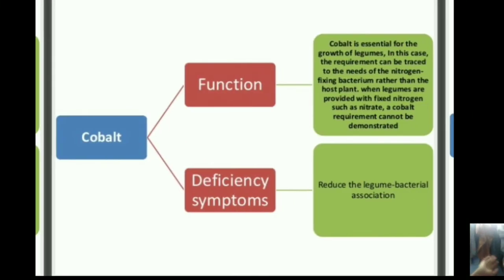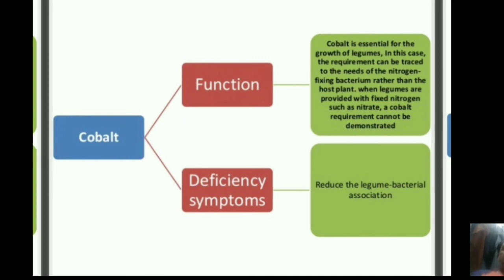When we see cobalt function, cobalt is essential for growth of legumes. In this case, the requirements can be traced to the needs of the nitrogen fixing bacterium rather than the host plant. When legumes are provided with fixed nitrogen such as nitrate, a cobalt requirement cannot be demonstrated. Deficiency of cobalt reduces the legume bacterial association. Okay, so these are the symptoms of cobalt deficiency.